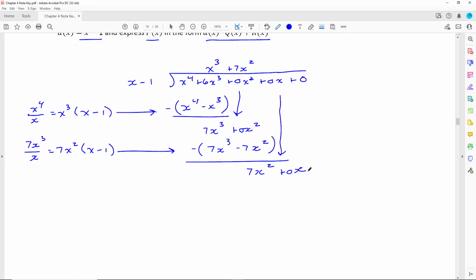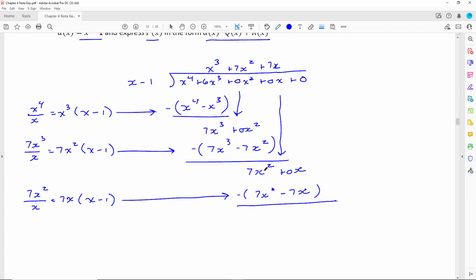And I repeat. What do I multiply x by to make 7x squared? I multiply by 7x. Or take that 7x squared, divide it by x, and get 7x, regardless of which way you want to do it. And then I do 7x times x minus 1. That gives me 7x squared minus 7x. Starting to feel very repetitive, okay? And I subtract. 7x squared minus 7x squared is gone. 0x take away negative 7x is 7x. And then I pull down.